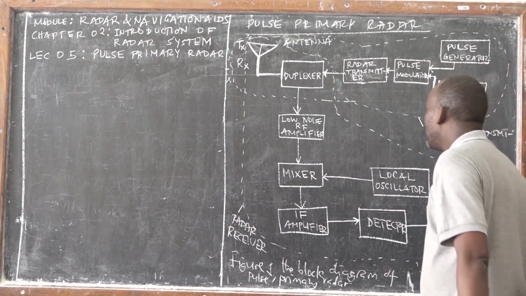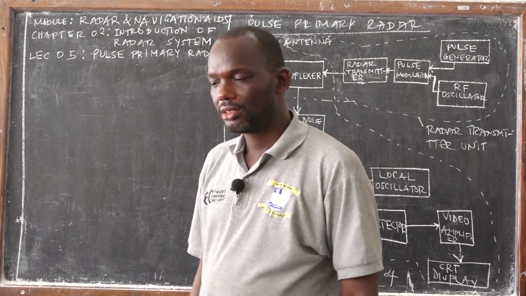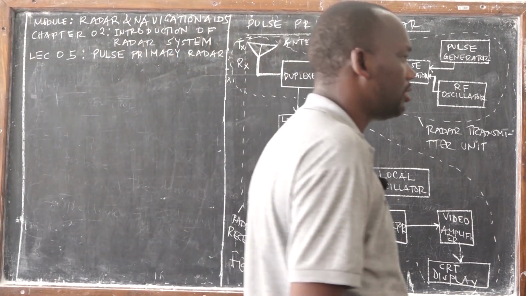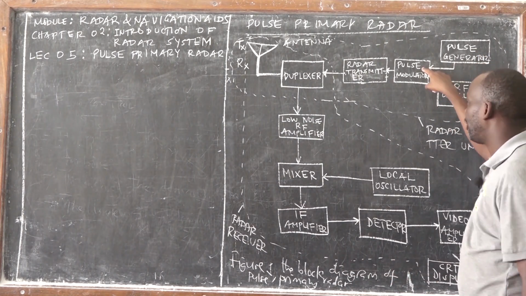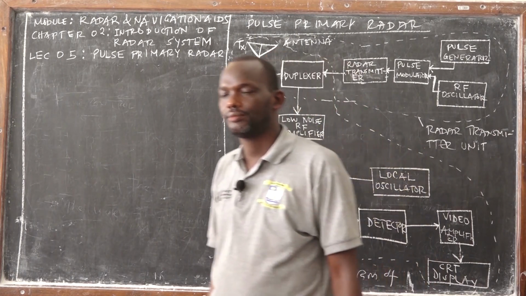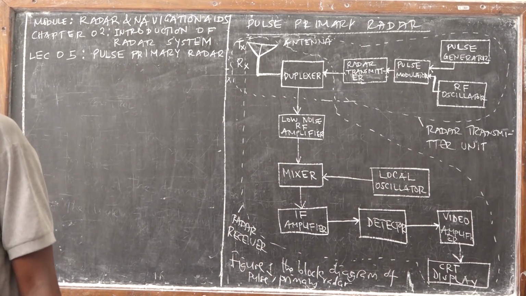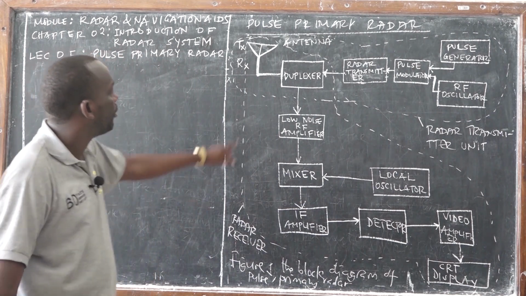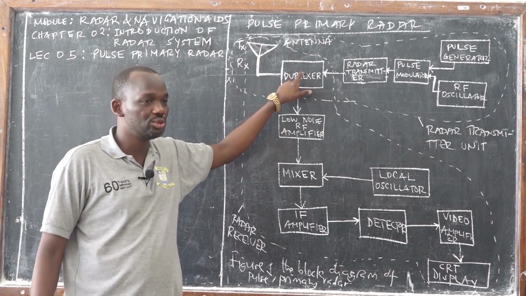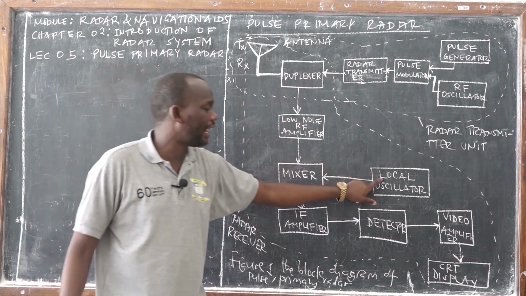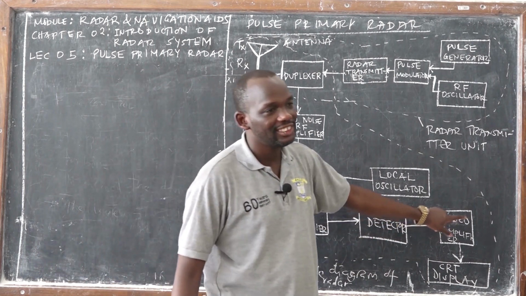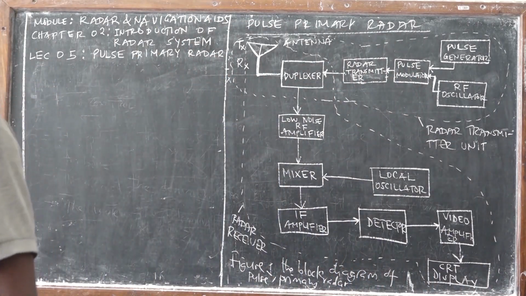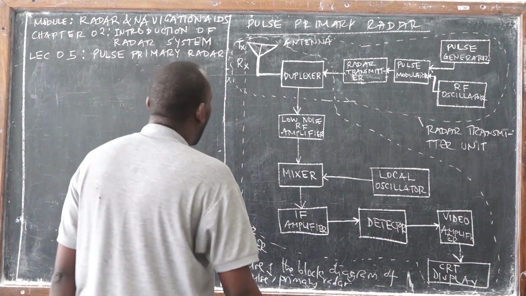So how many blocks are for the transmitter part? 1, 2, 3, 4, 5, 6. How many blocks do we have for the receiver part? 1, 2, 3, 4, 5, 6, 7, 8, 9. So Ashura was correct. Okay? Are we together?